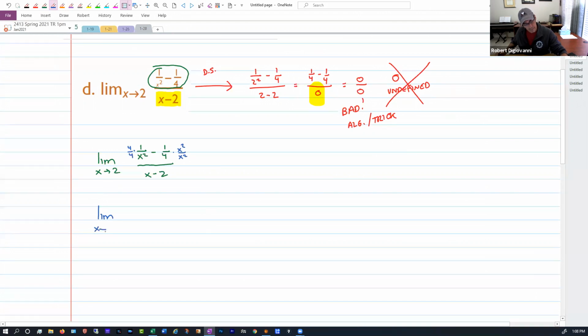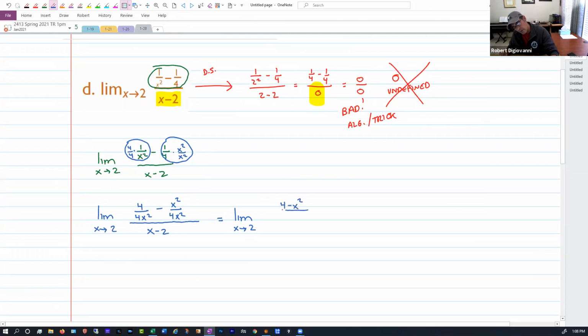Now I rewrite. Now when I put these two together, multiply straight across, I get 4 over the common denominator. Then I have a minus sign, then I multiply those two straight across. I get x squared over the common denominator. And then all of that is still divided by x minus 2. Now that they have the same denominator, I'm going to rewrite the limit. I'm going to put those two together because they have the same denominator. So I get 4 take away x squared over the common denominator, all of that over x minus 2.